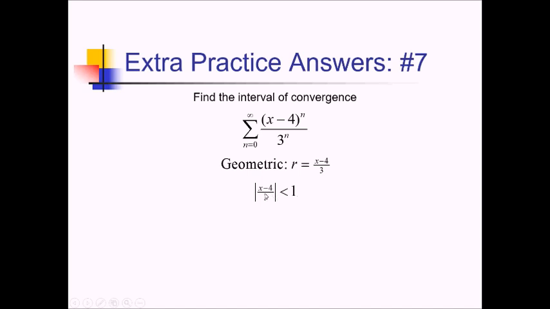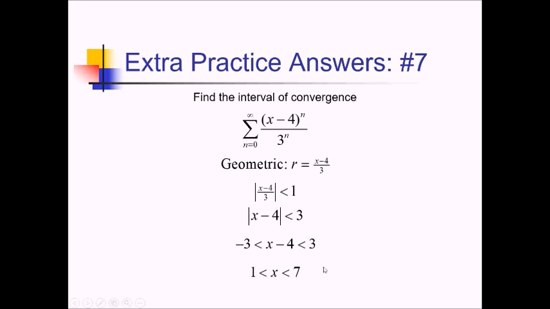So first step here, let's multiply both sides by 3. So we have absolute value x minus 4 less than 3. And then rewriting that without the absolute value, I have negative 3 less than x minus 4 less than positive 3. Adding 4 to all three sides here, we've got 1 less than x less than 7. And since this is a geometric series, we never include the endpoints in the interval of convergence, so this one is done.